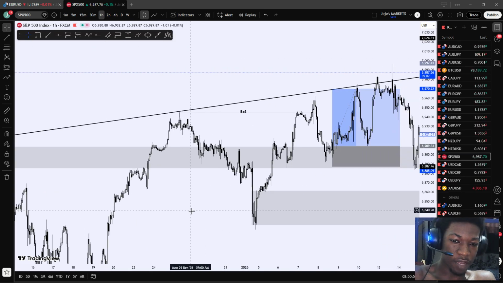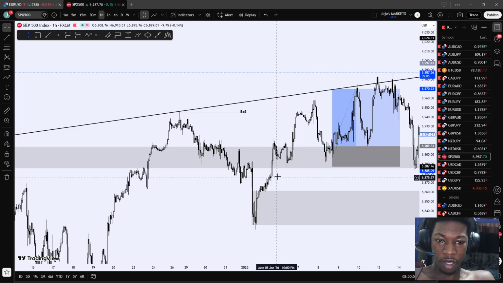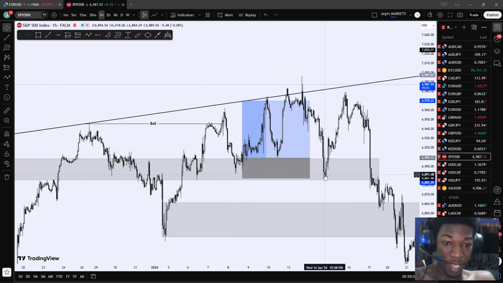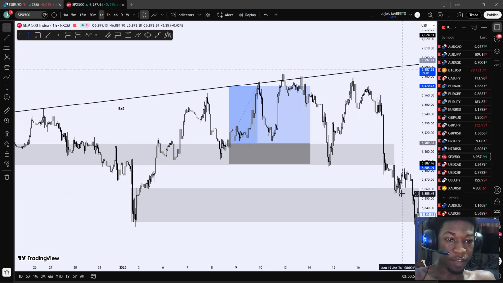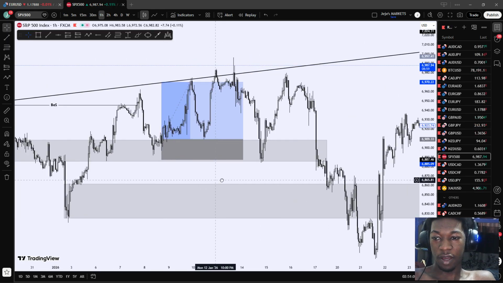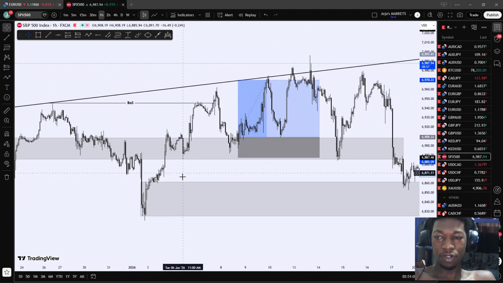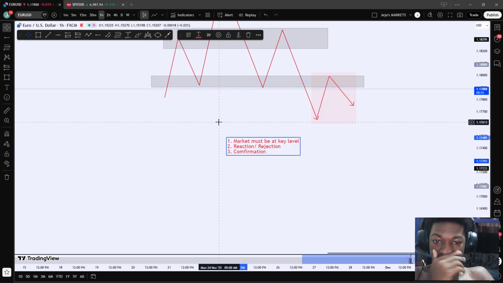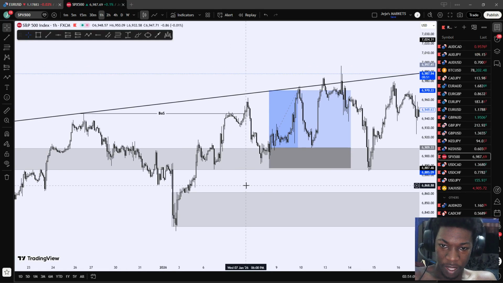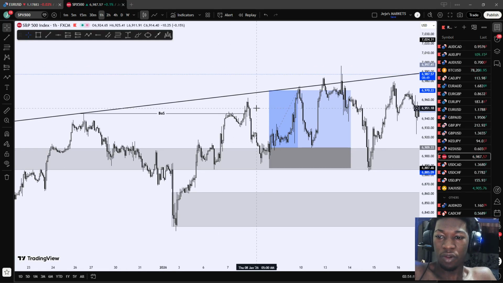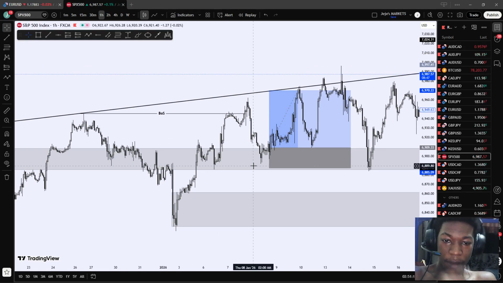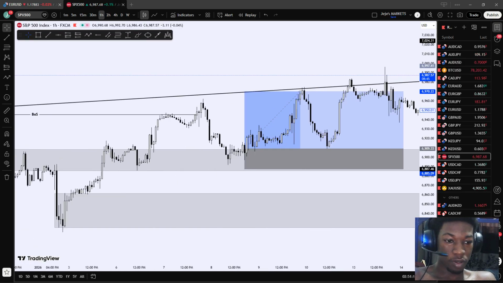Like the market was giving us reaction here, until it stopped giving us reaction and the market continued going down. So we kept on getting reaction. Like I told you guys, market must be at a key level, reaction or rejection, then boom, confirmation. So if you come right here, you get a reaction, so you'd buy all the way up, make your profit. You came back, you again get a reaction.